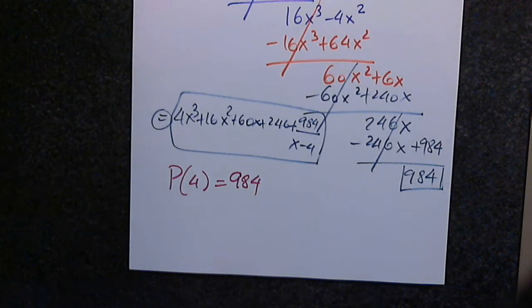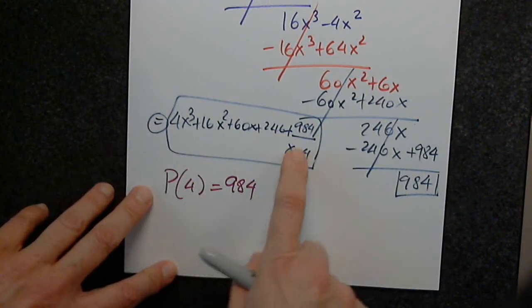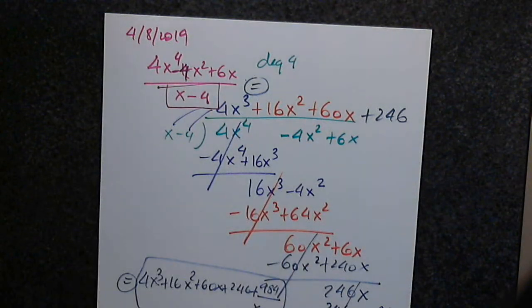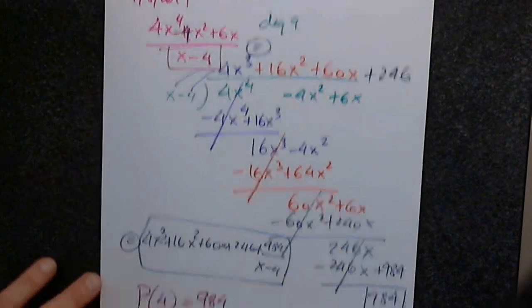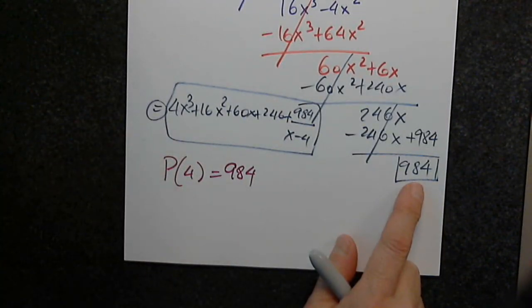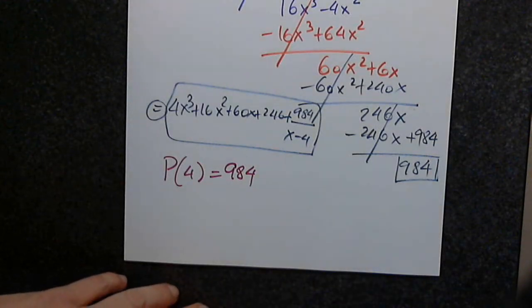Gotcha. Yeah. But yes, this times x minus 4 plus 984 has to give us 4x to the fourth minus 4x squared plus 6x. Absolutely. That's always the case, no matter what. But this is a special case in which I can get a quick check on the remainder by simply plugging in.